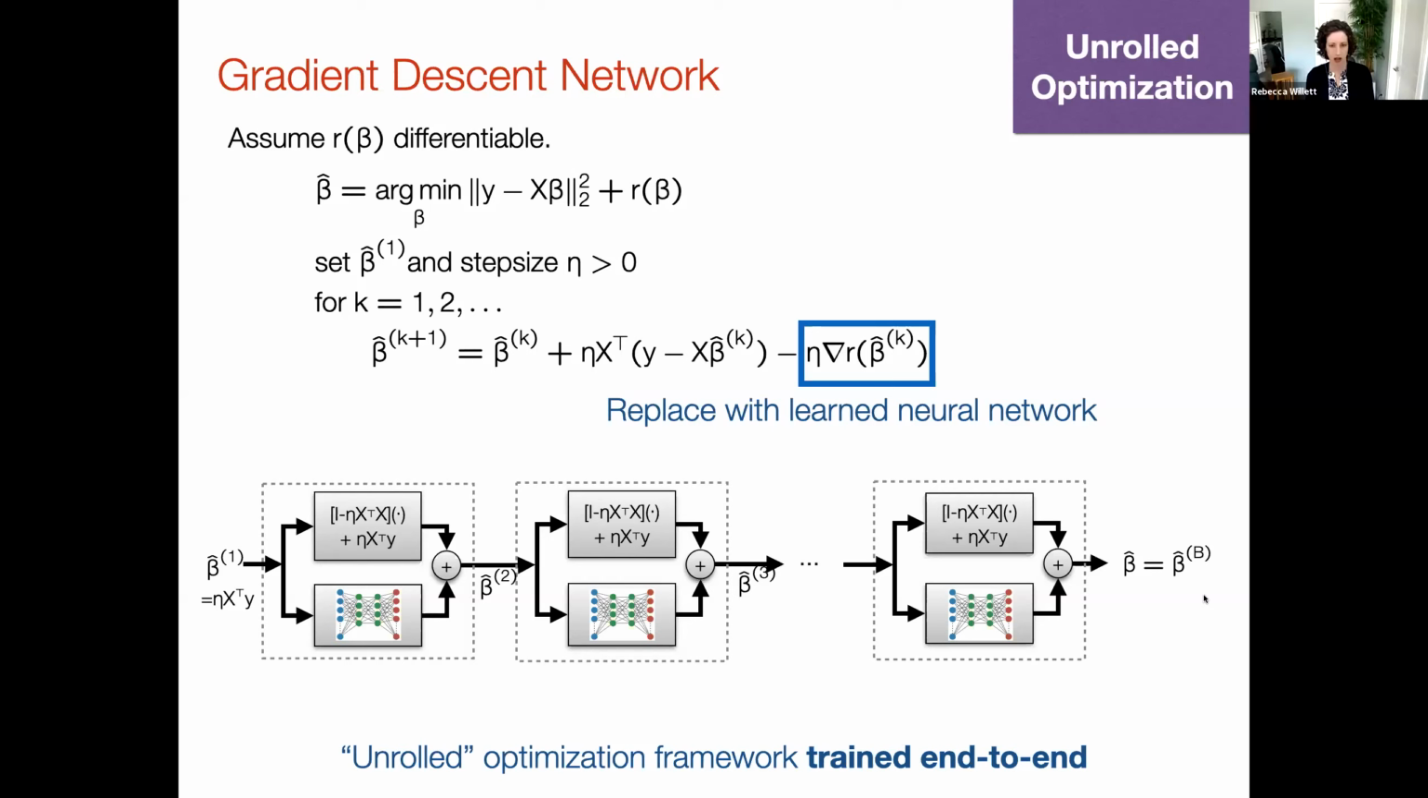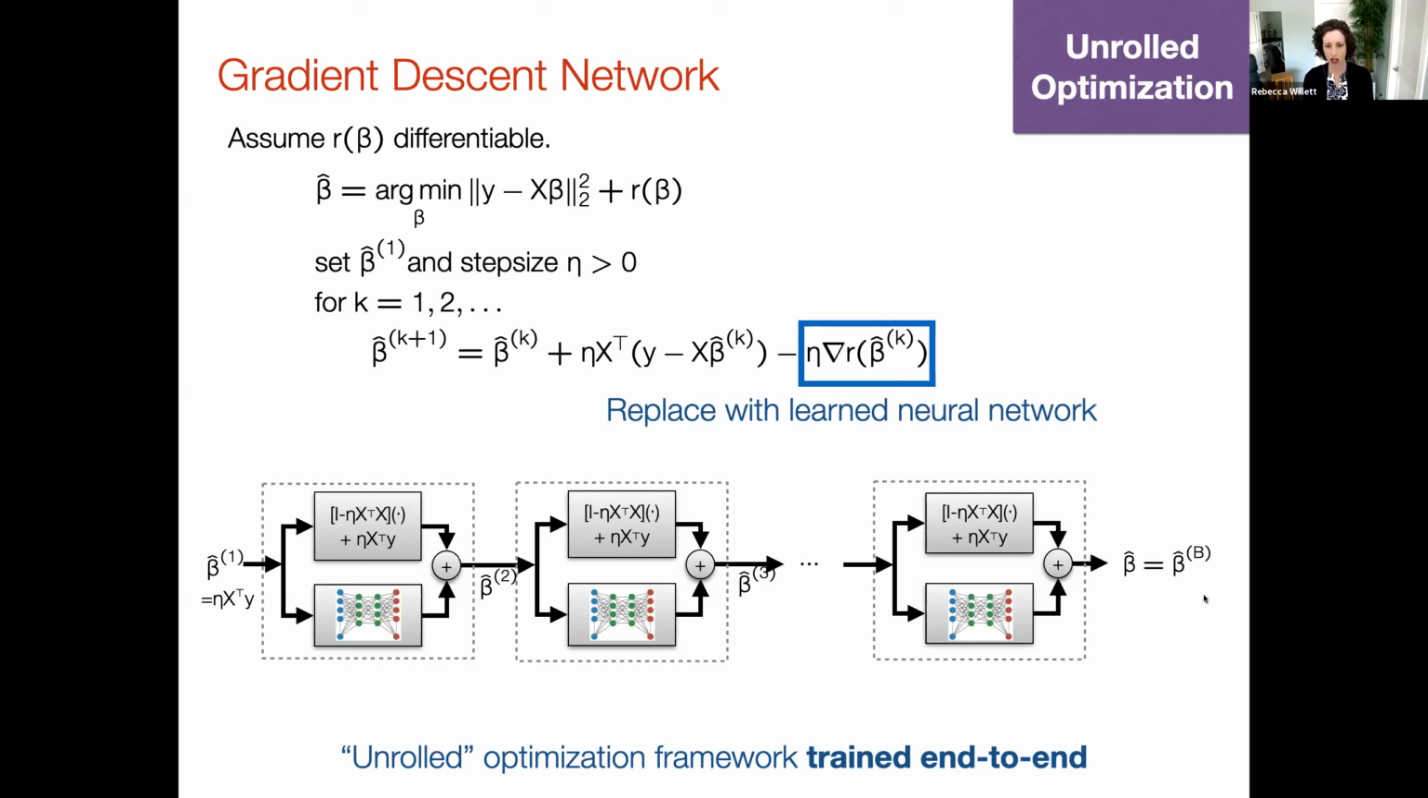Okay, so we're going to come back to this gradient descent network in a couple of minutes. I want to emphasize that this is just one of many unrolled optimization approaches. So people have taken a large variety of different optimization methods, proximal gradient, forward, backward, primal dual methods, and then tried to replace key steps within those approaches with learned components such as neural networks. So this is just one very simple example that helps with exposition here.